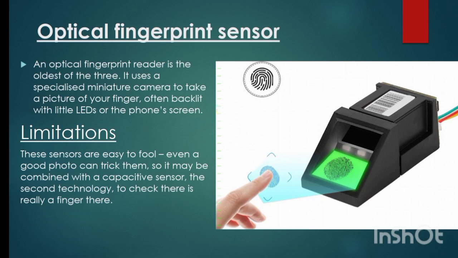Optical fingerprint sensors. An optical fingerprint sensor reader is the oldest of the three. It uses a specialized miniature camera to take a picture of your finger, often backlit with little LEDs or the screen. It has some limitations. These sensors are easy to fool, even a good photo can trick them, so it may be combined with a capacitive sensor, the second technology, to check there is really a fingerprint there.